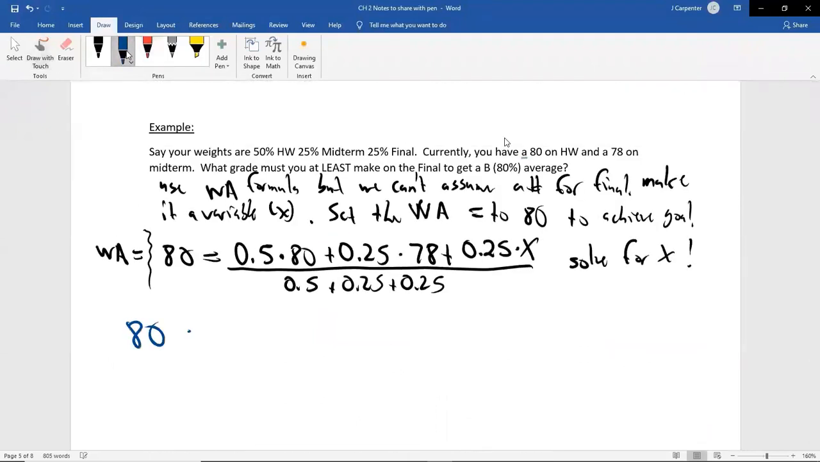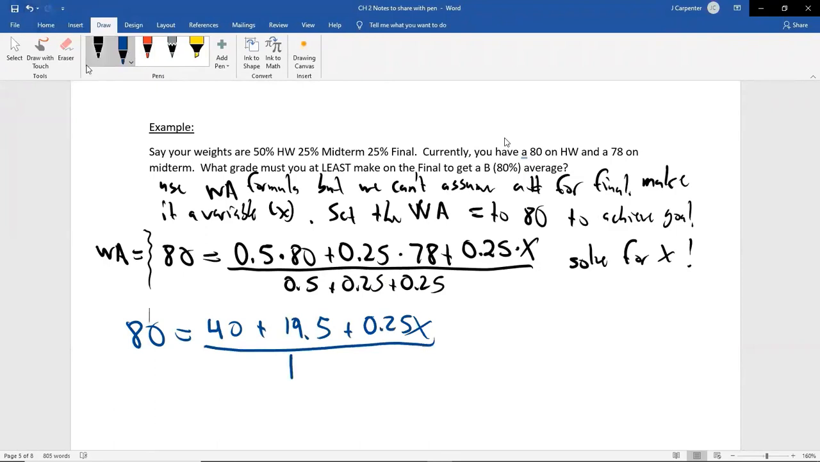So what we had was the 80 equal to... Now the 0.5 times the 8, well, 5 times 8 is 40. That would say it's 400, but there's a decimal, which makes it 40. Plus the 0.25 times the 78 is 19.5. Plus the 0.25 times X stays that. You don't actually get to multiply that out because it's got a variable in it. Then divided by 0.5 plus 0.25 plus 0.25 is 1.